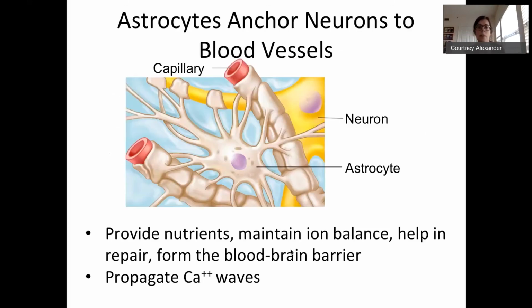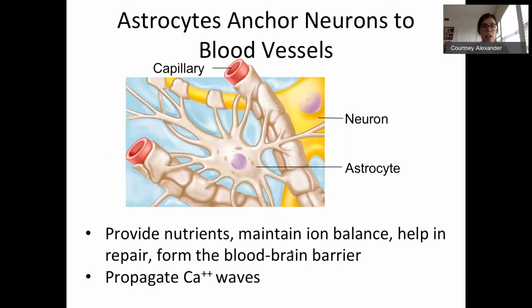So let's now talk about the 6 major types of glia that we have. The first 4 are in our central nervous system, and the last 2 are in our peripheral nervous system. So in our central nervous system, we have cells called astrocytes, and these have a host of different functions. The main function is to connect our neurons to adjacent blood vessels. And in this way, they allow for the maintenance of nutrition and ion balance. They help with any sort of minor repairs that the neurons need. And they actually help form our blood-brain barrier, which separates the system in our body from what's happening in our brain.